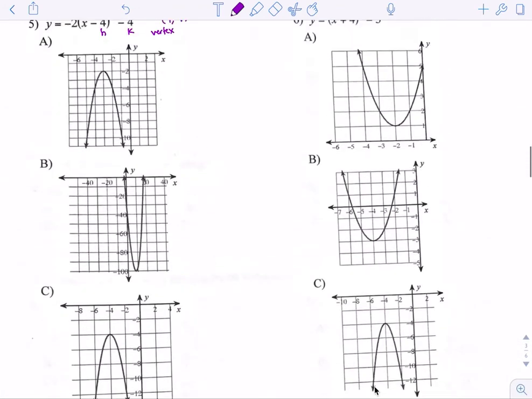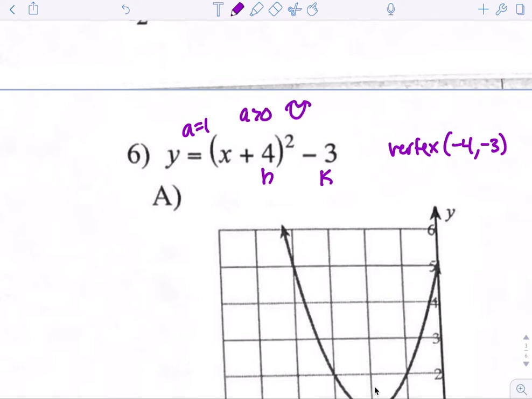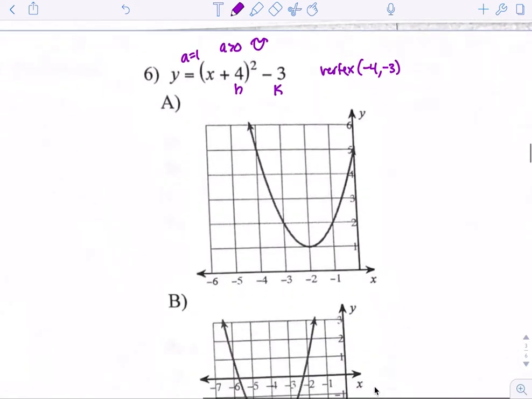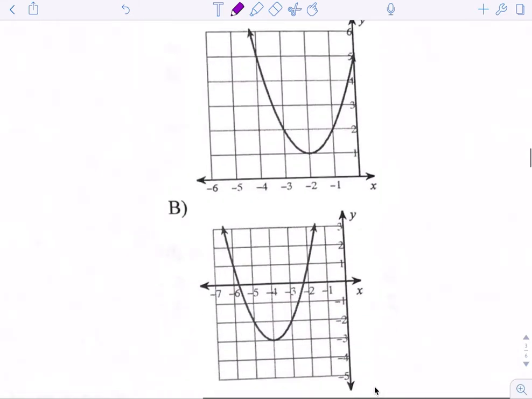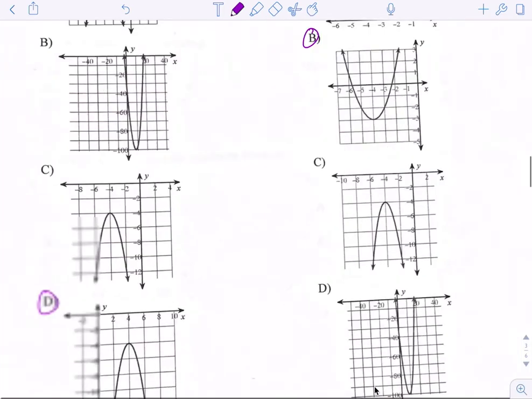And here, h and k. Your vertex is the opposite of the h, which is -4, and the same as k, -3. Your a value is 1, so that means a is greater than 0 for a happy face. So -4, -3, and it's a happy face, looks to be B. Yep.